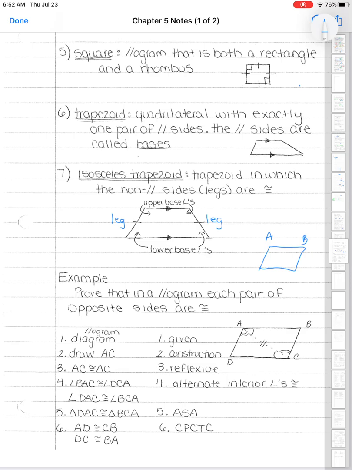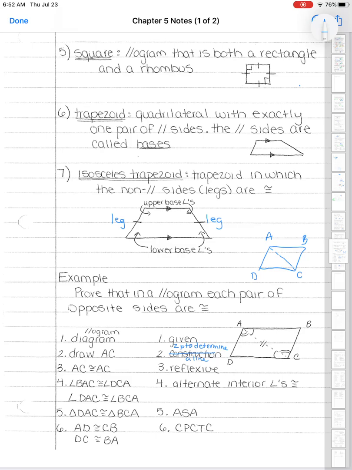So let's just do one practice one for right now here. So it says we're going to prove that in a parallelogram, each pair of opposite sides are congruent. So we're going to prove that. So we're given a parallelogram or a diagram. That's our given. Now, the diagram originally just looked like this. So A, B, C, and D. Now, what would be helpful, and what I wrote in step 2, is you're going to draw an AC. So that's where that extra line comes from.